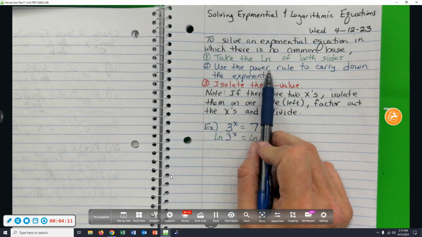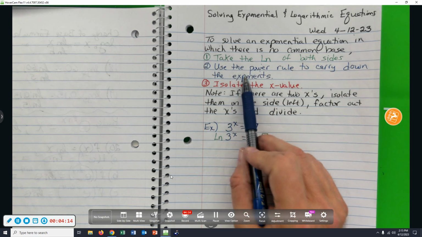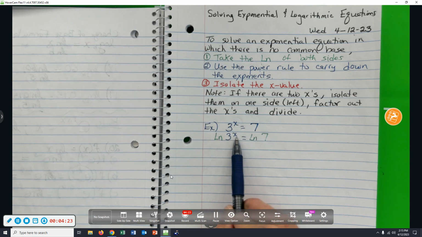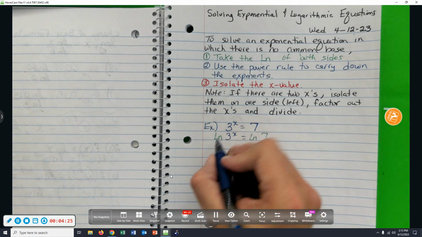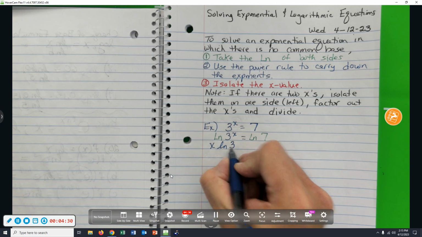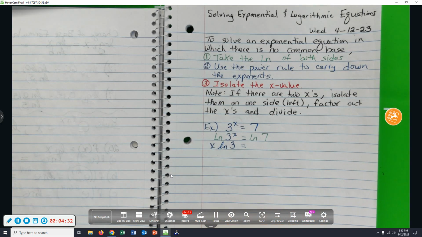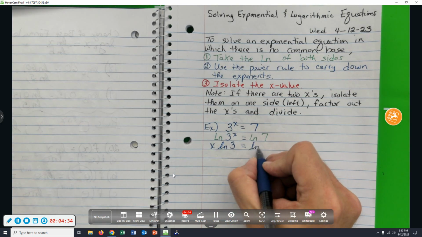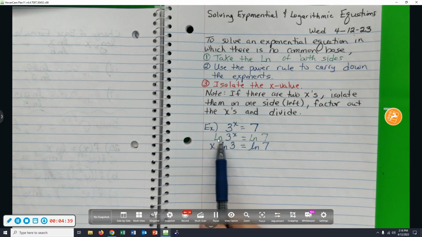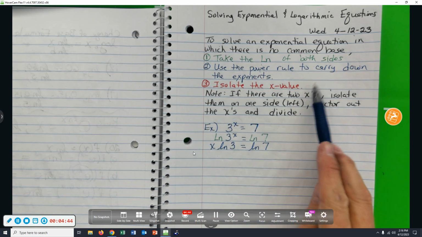Now, use the power rule to carry down the exponents. There's only one exponent, and the last time we said that with logarithms, if you have an exponent at the end of the logarithm, you can move it down in front. So we're going to have an x. I'm going to go ahead and write my L in cursive now. x ln 3 equals ln 7. It's not my habit to write it like this, and I keep wanting to write it in cursive anyway, so I will. And now the last step.